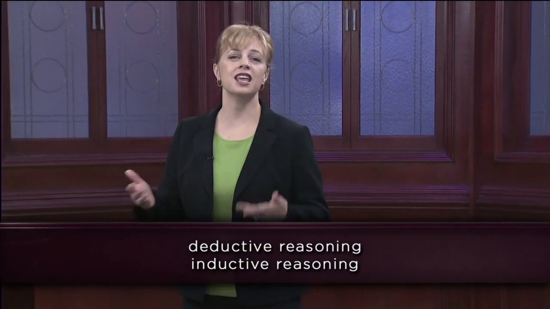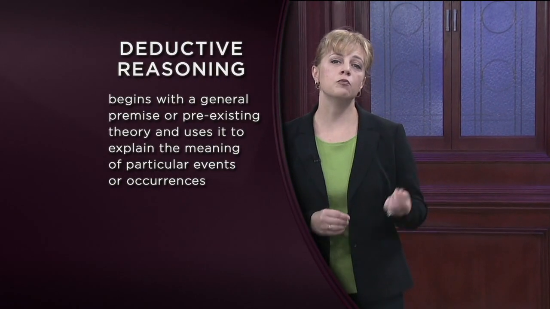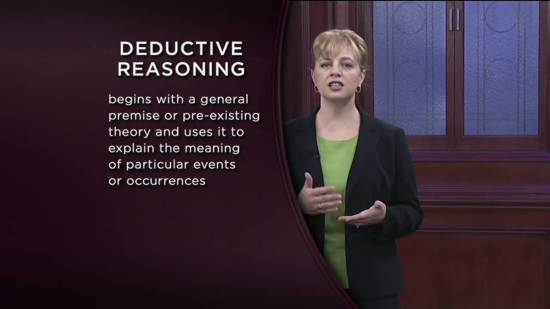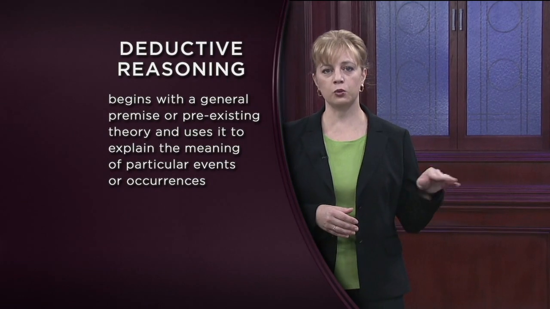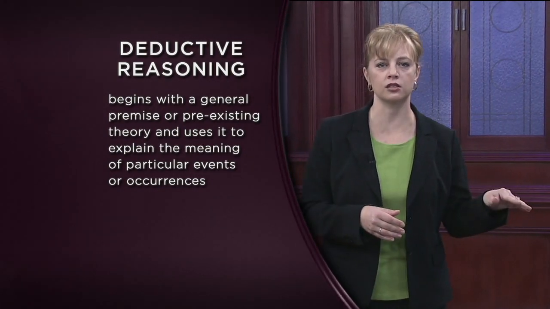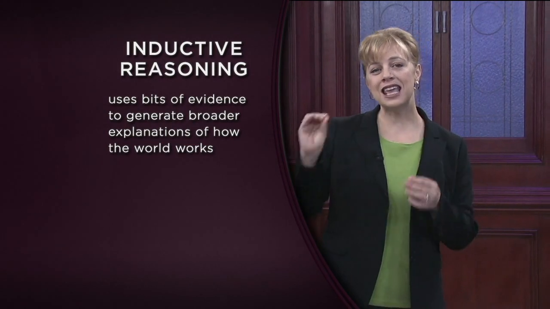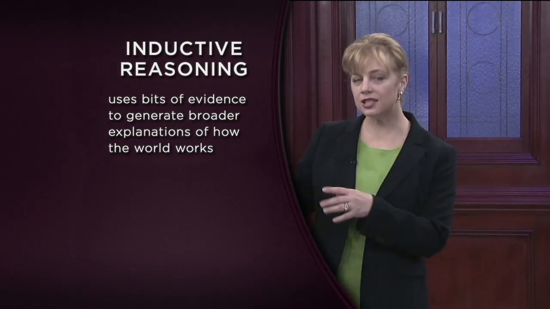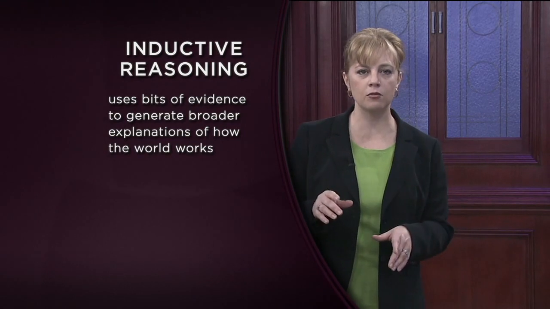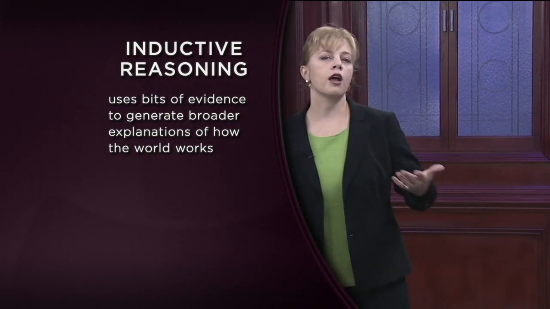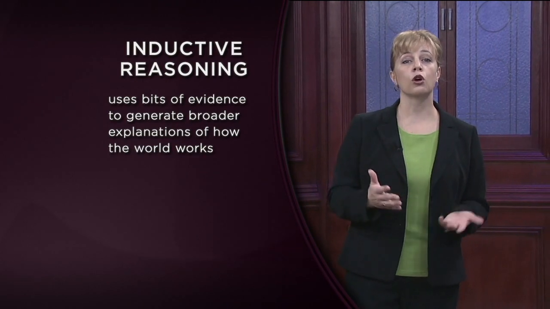Finally, we looked at the processes of deductive and inductive reasoning, both of which are meant to help us use the knowledge we already possess to discover something new, and they're essentially 2 sides of the same coin. We saw how deductive reasoning begins with a general premise or pre-existing theory and then uses it to explain the meaning of particular events or occurrences. And we learned about inductive reasoning's capacity to use bits of evidence, surveying and comparing them, to then generate a broader explanation about how the world works.